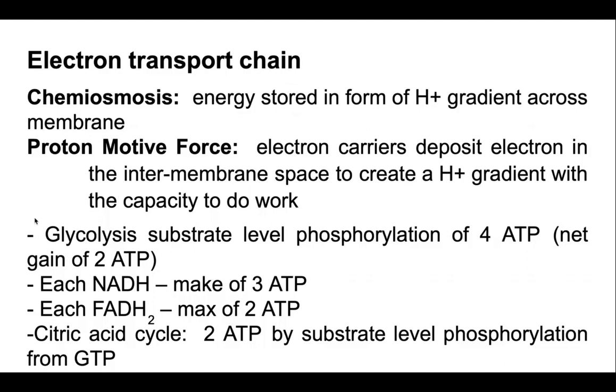So from glycolysis, your substrate level phosphorylation of 4 ATP gave you a net gain of 2 ATP. Each NADH we've made in the process is going to give us 3 ATP. Each FADH2 is going to give you a maximum of 2 ATP. Occasionally there are variations in these where some of the intermediates get used, but focus on these numbers to learn the cycle. So your citric acid cycle will have 2 ATP made by substrate level phosphorylation from the GTP.